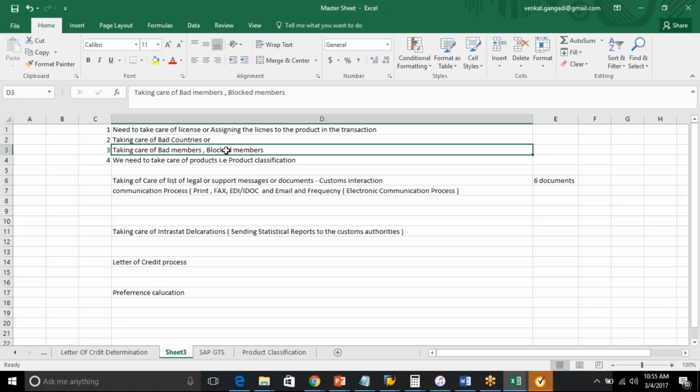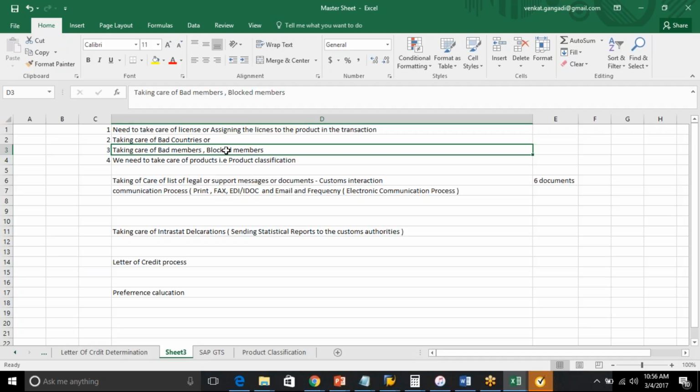That means before you send your shipment or your documentation to the customs authorities, you need to verify whether your business partners in the transaction are matching with the bad members or not. Or it is like this: you need to make sure the business partners in the transaction do not match with the bad member list or the sanction party list.